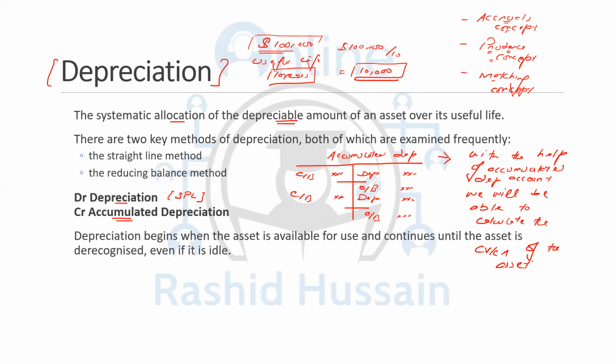So with the help of the accumulated depreciation account, we will be able to calculate the carrying amount or the carrying value of the asset. How is it calculated? You take the cost of the asset, you deduct the accumulated depreciation, and at any point in time, you will be able to calculate the carrying amount or carrying value. It is also known as the book value, the net book value, or you can also call it the written down value.